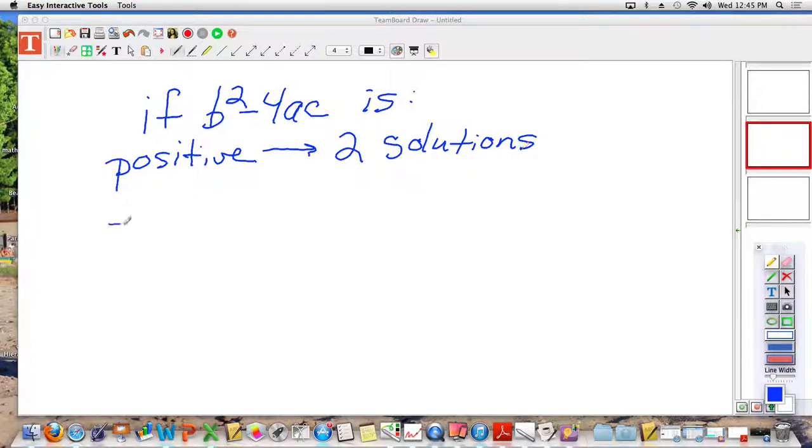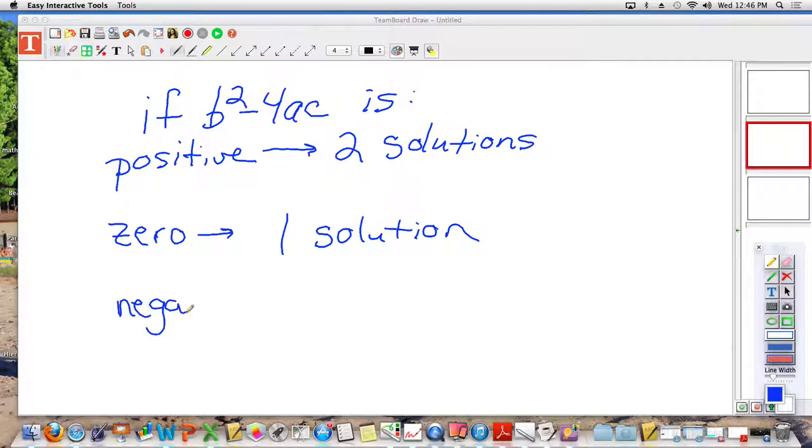If b squared minus 4ac ends up being exactly 0, that means you will have exactly one solution. And if b squared minus 4ac is negative, notice how it shows up in the formula. The b squared minus 4ac shows up under the radical sign. So you would be taking the square root of a negative number. Can you take the square root of a negative number? No. So you would think that if it's negative, that means you're not going to have any solutions.